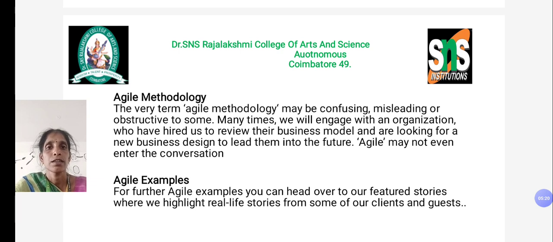So this Agile technology is a very famous and very familiar project management approach in software engineering, which uses various technologies like Scrum, Kanban, etc.